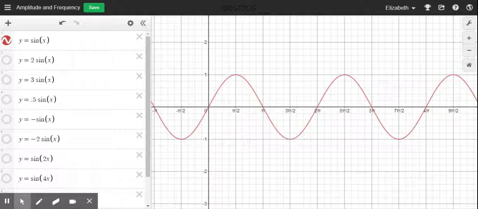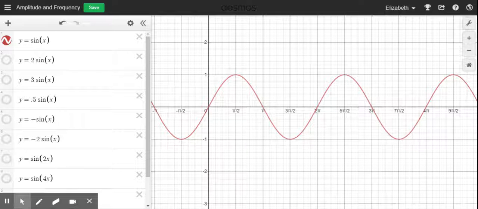Hey everybody, I'm going to do a video here showing you some ways that we can transform the graphs of sine and cosine. Yesterday, you should have gone through and done the little notes and video about what sine and cosine graphs look like.